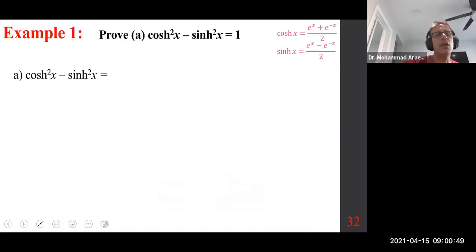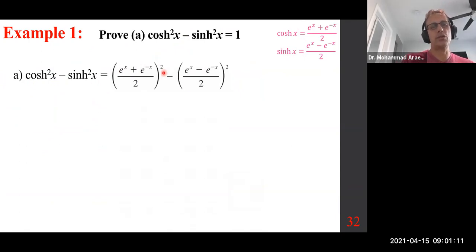Starting with cosh squared minus sinh squared, which we said is equal to 1. It's a very important identity, so let's prove that. To prove that, if you recall, we did the same thing in trigonometry. To prove new things, we use the old stuff. So we're going to use these two, and we're going to plug them in.